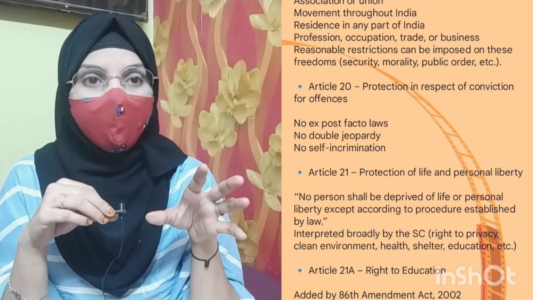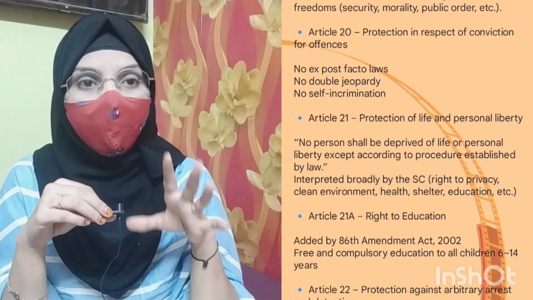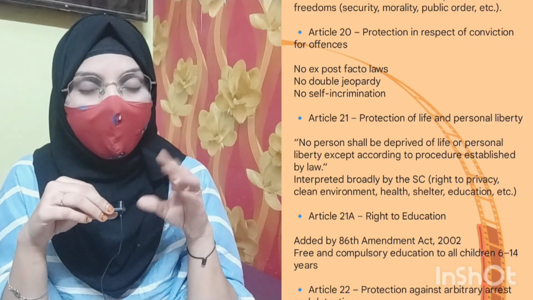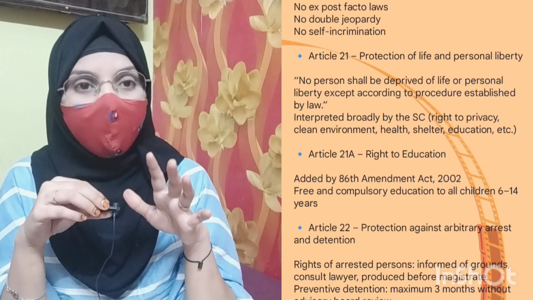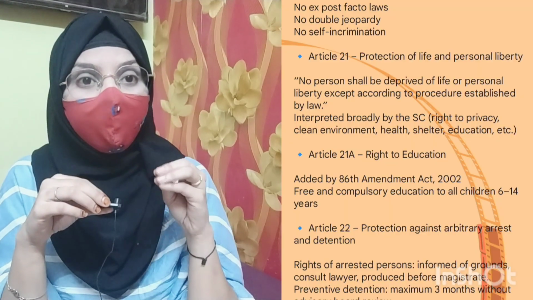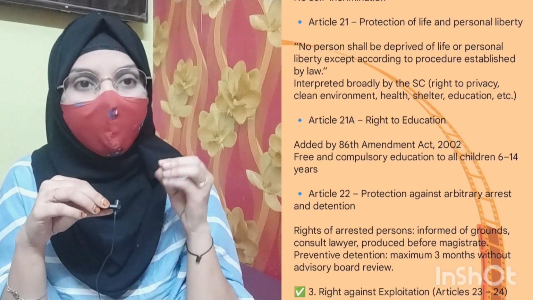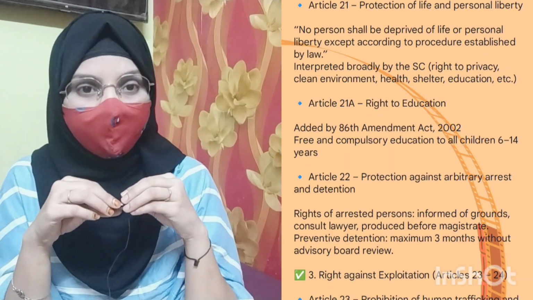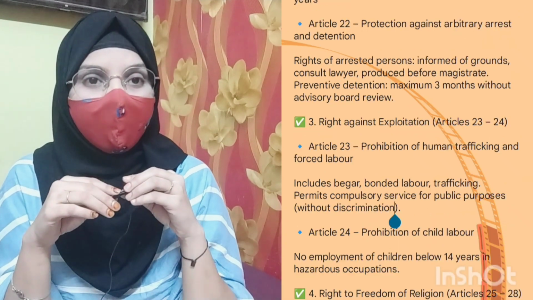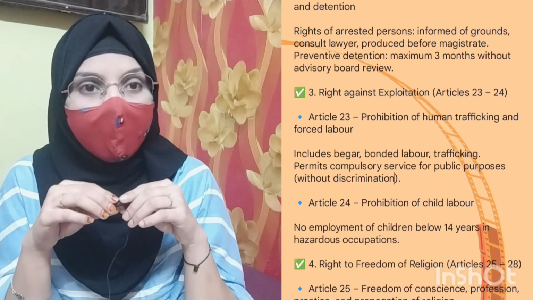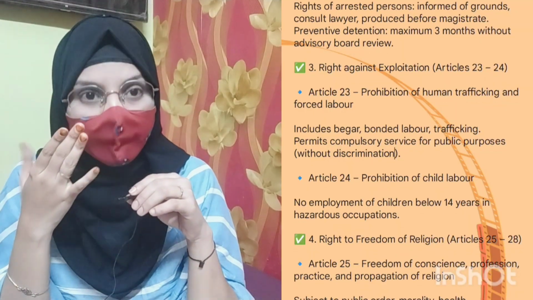The next one, Article 12 and other related provisions. Article 12 defines the term state. It includes the government, parliament, state legislatures, local bodies and other authorities. Article 33 allows parliament to modify fundamental rights for armed forces. Article 34 deals with martial law. Article 35 empowers parliament to make laws on certain fundamental rights. They ensure a balance between individual rights and national interest.